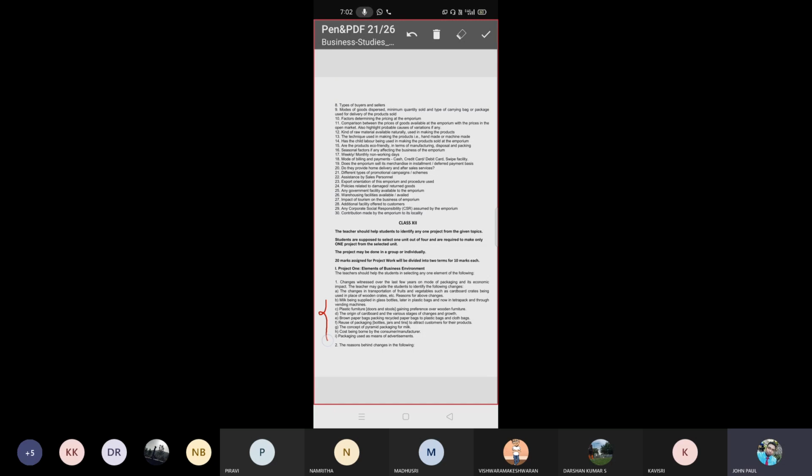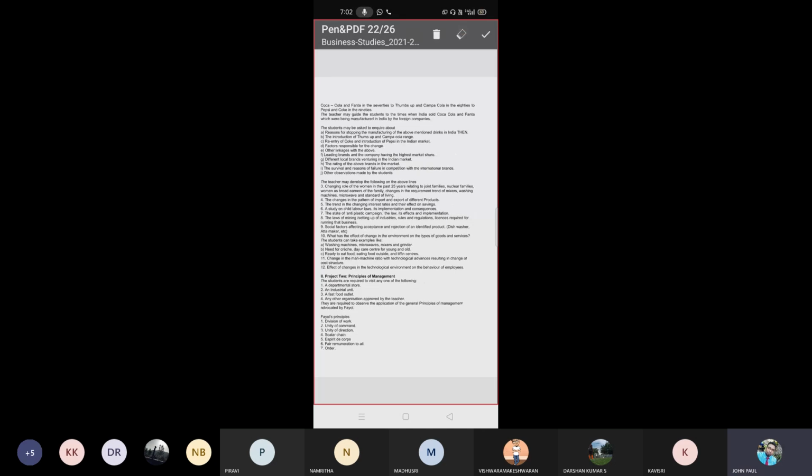So the concept of pyramid packaging for milk, then cost. These are all the first things we need to change. There are changes in the business environment, right? So what changes occurred? We need to identify. And the second thing is we need to identify the reasons for the changes. What's the reason?